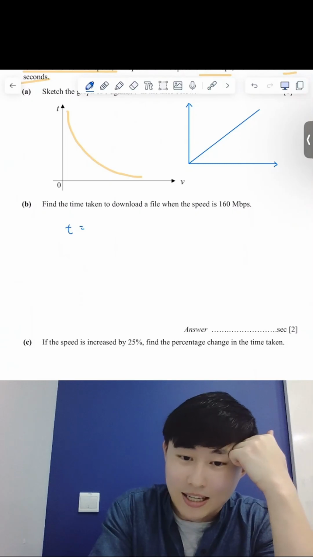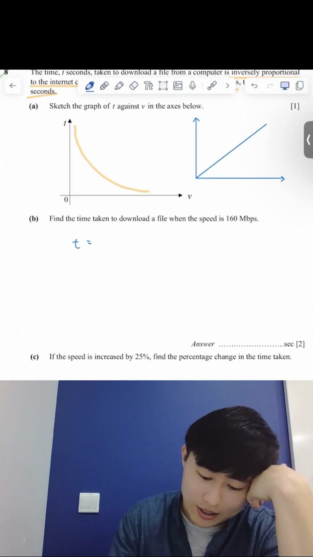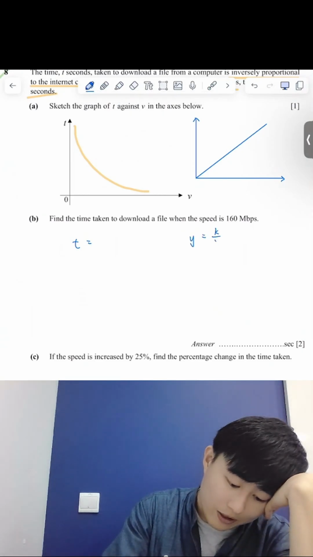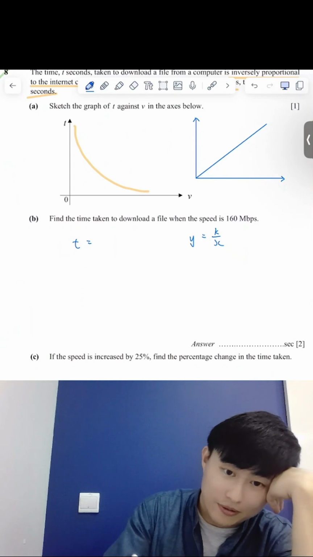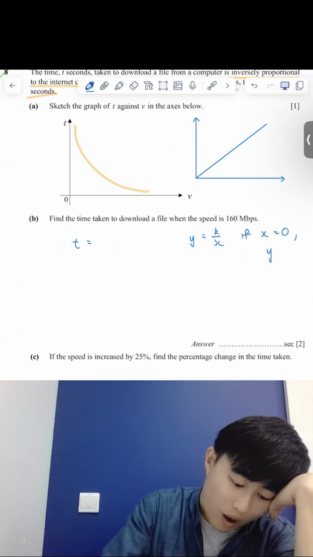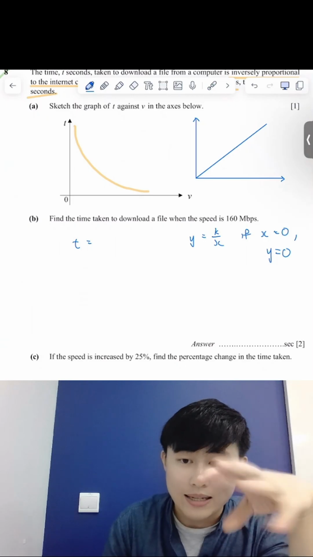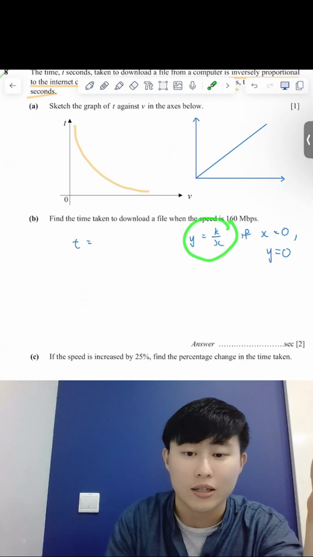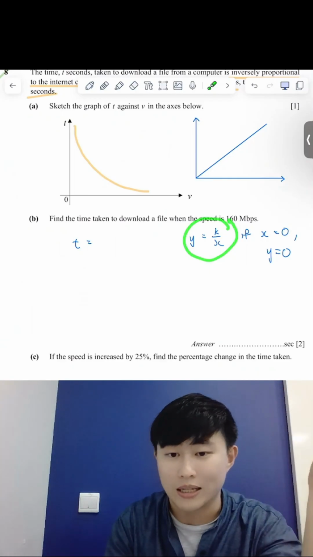Wait, inverse proportion. Yes, it cannot touch the x-axis and y-axis. Why? If you all want to know, the formula for inverse is this: if x is equal to 0 or y is equal to 0, you will realize that this entire thing wouldn't make sense because you end up with an error. Something divided by 0 is always an error.